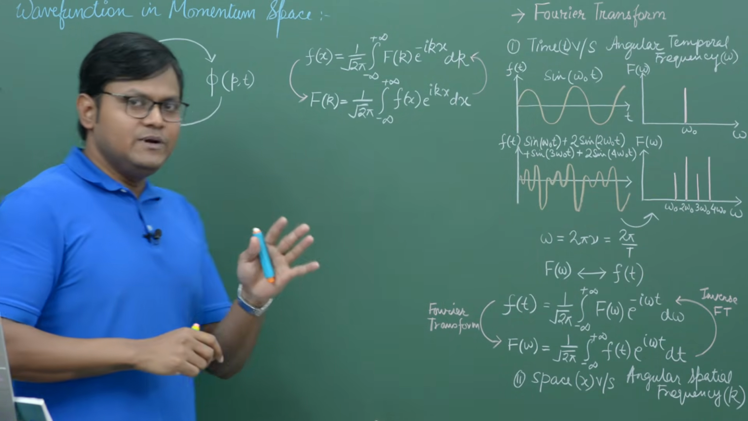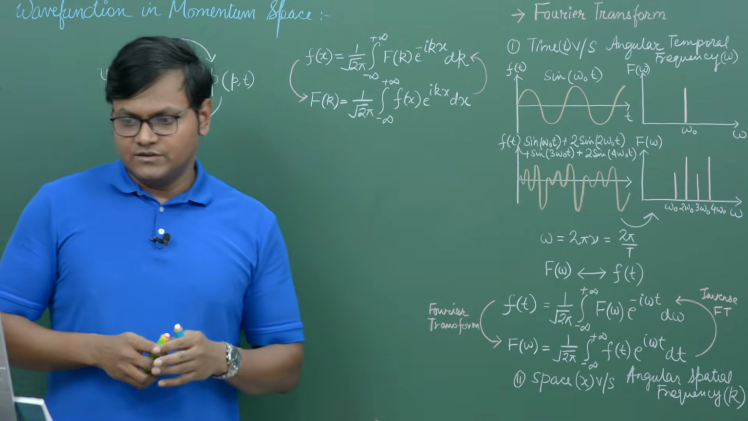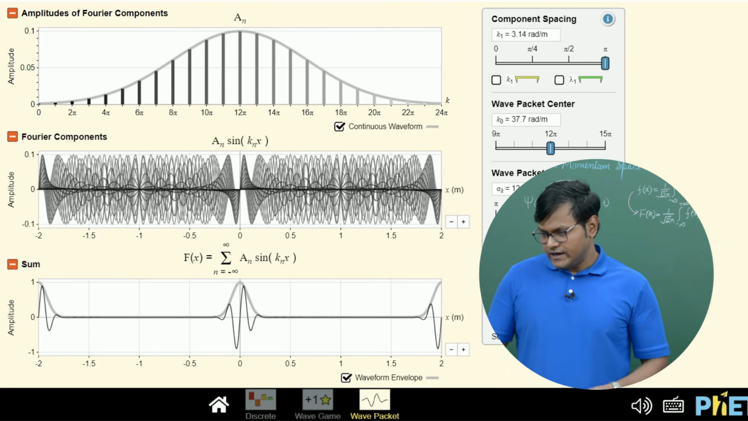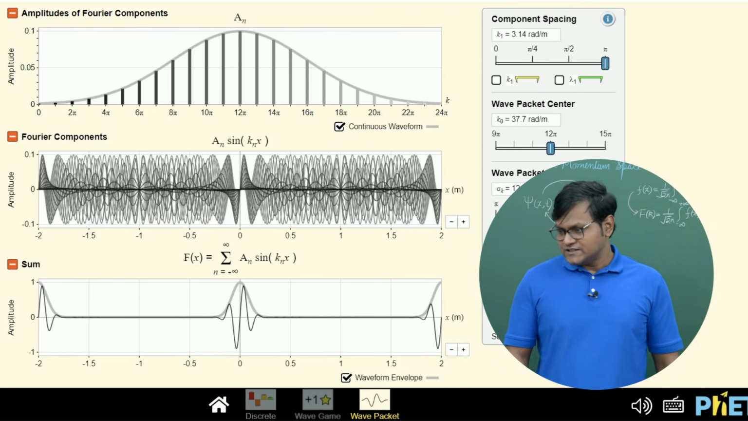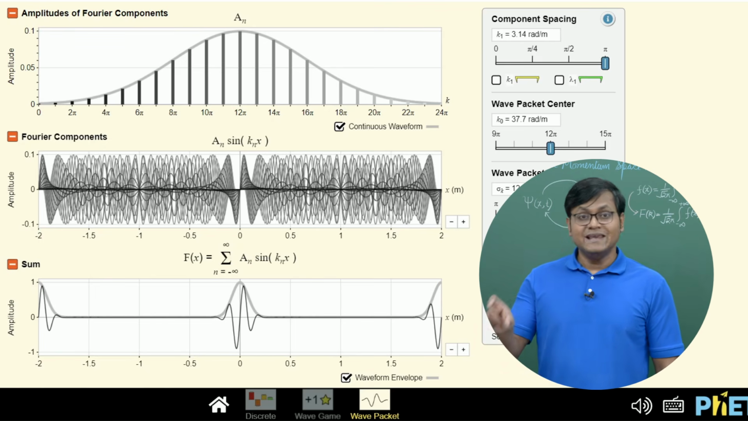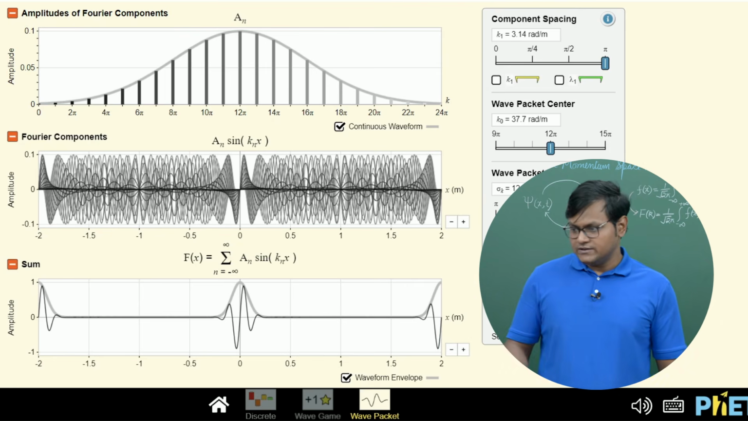I want to give you a little bit of an example of this. So, here I have a website which enables us to do a Fourier transform between k space and position space. It's a very interactive website. I will give its link in the description. So if you're interested, you can check the link.